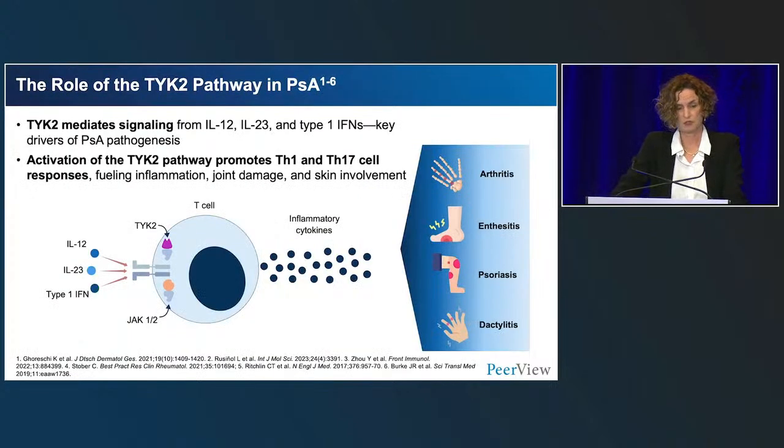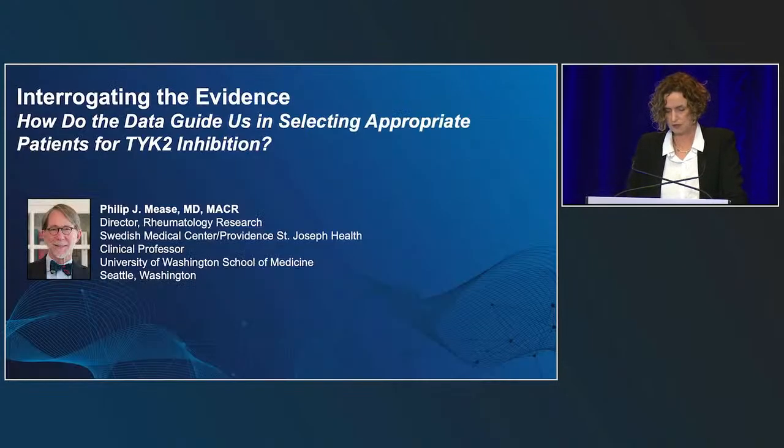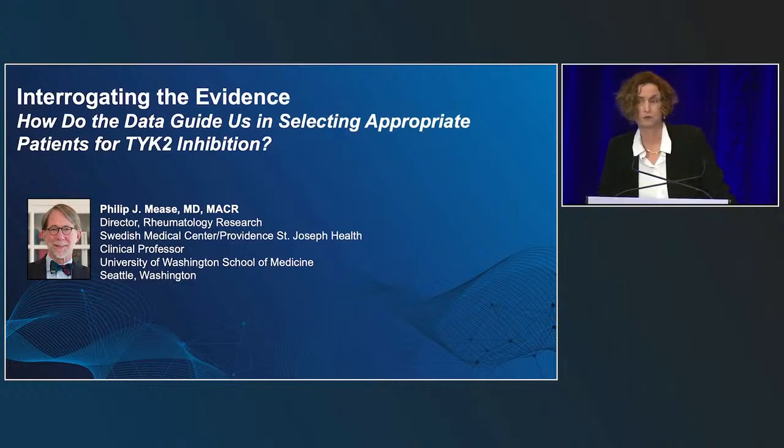So to summarize, we have a new mechanism of action here, the TYK2 pathway, that mediates the signal from IL-12, IL-23, and type 1 interferon. All of them are key mediators of inflammation, both skin and joints, as well as mediators of damage in psoriatic arthritis. So I will turn it over to Dr. Mease to go over the results of the clinical trial of TYK2 inhibitors.